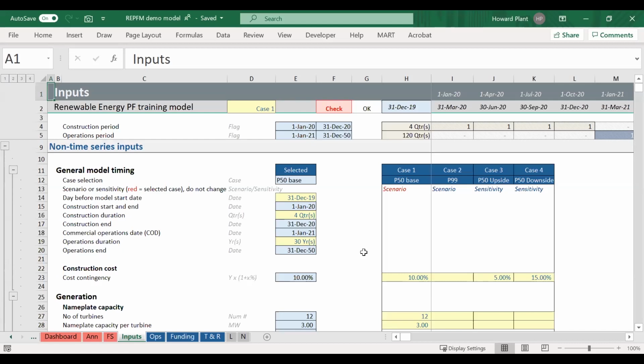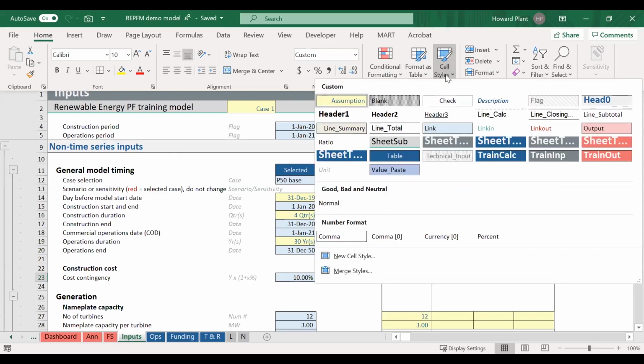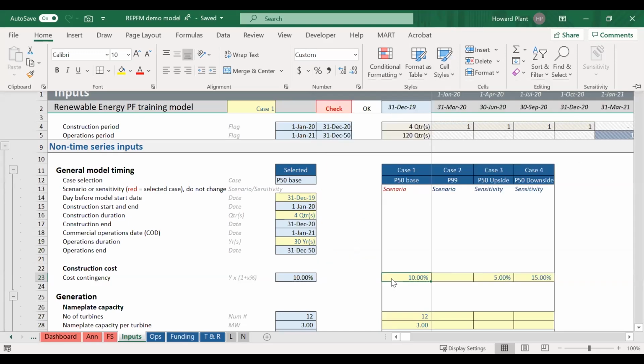And so, for example, for us, we use something called styles. And here, if I go up to home, cell styles, you can see there's a bunch of different styles that I can apply in my model, and they all mean something to a user. And you don't have to use the colors we've used, obviously, and Cohn Reznick has their own colors, but what's important is that you're consistent with how you approach it. And so these cell styles are just like in Microsoft Word, you have header 1 and header 2. It's the same sort of thing. You predefine colors, formats, number styles.